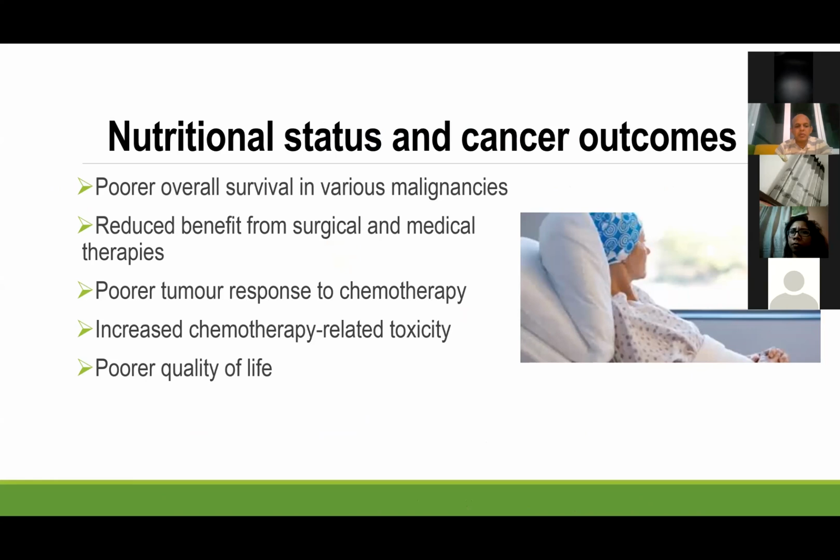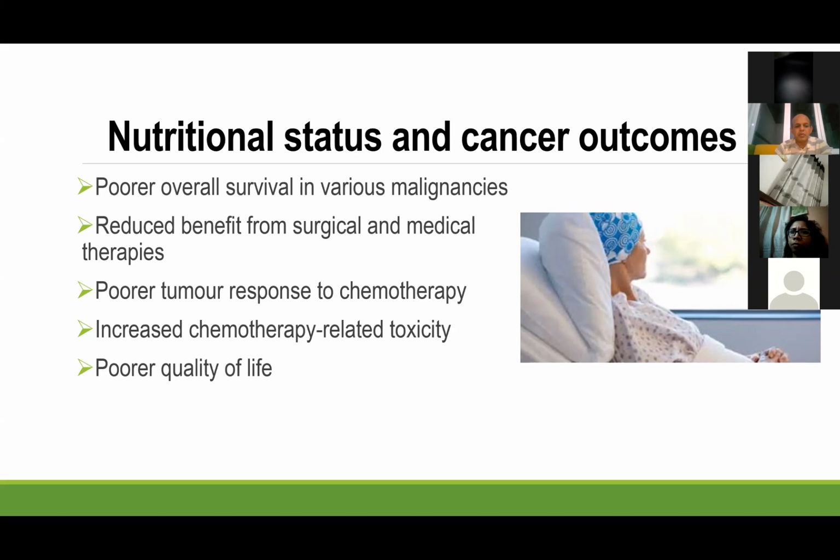So when we look at nutrition status and cancer outcome, mainly it has a poorer overall survival in various malignancies. There are so many studies that have shown a very poor survival rate. At the same time, it will reduce the benefit from surgical and medical therapies, because some cancers go to surgical treatment, some to medical treatment, but the benefit of these therapies will get reduced. There is also a poorer tumor response to chemotherapy, which is very important, because whatever we do, if the chemotherapy response is poor, we always have to think about that.